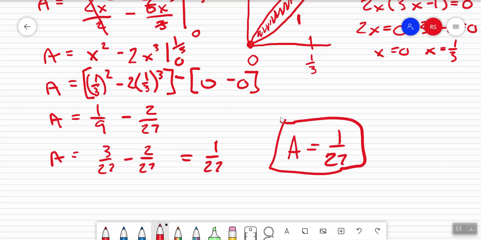So the purpose of this video is to just give you another example of how to set up a basic area between two curves problem. There was nothing particularly challenging about this. It was relatively straightforward. It was easy to find the points of intersection of the two graphs. Sometimes that's a little bit more complicated. Let's just do one more.